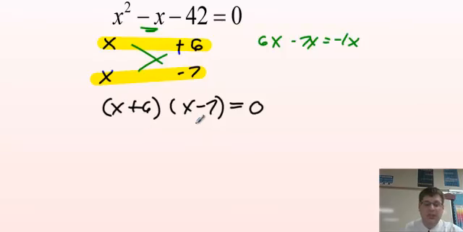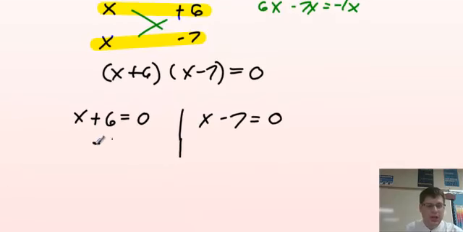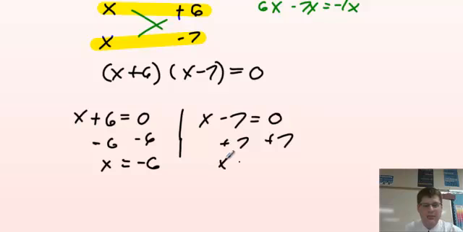Or x plus 6 times, if this was 0, would give me 0. So either one of these could be 0, which means I probably have a couple different solutions here. So I have to ask myself, what's going to make x plus 6 equal to 0? So we're going to break this apart. I'm going to say x plus 6 is equal to 0, and over here x minus 7 is equal to 0. We're going to look for these zeros. Well, this one's pretty simple. Just subtract 6. So x is equal to negative 6. Negative 6 plus 6 is 0. Here I'm going to add 7, and x would equal positive 7.